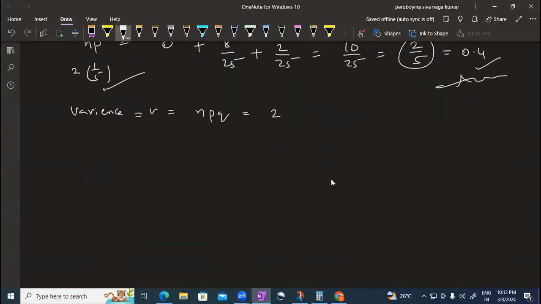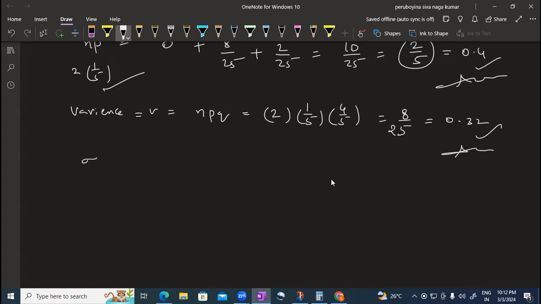So npq means 2 into 1 by 5 into 4 by 5. If you do, you will get the same. So 8 out of 25. So it will be 0.32. So this will be the answer.